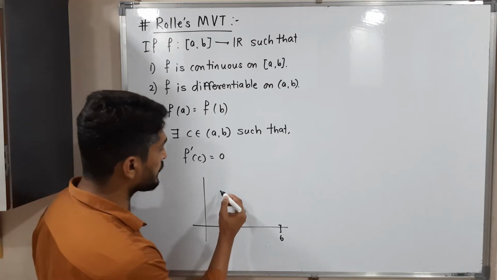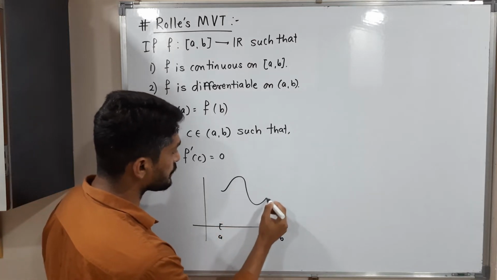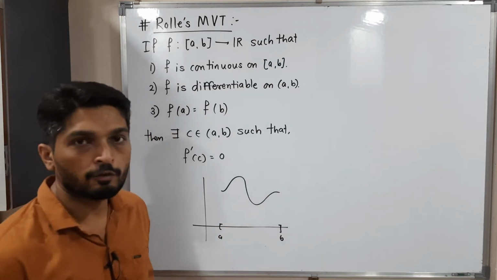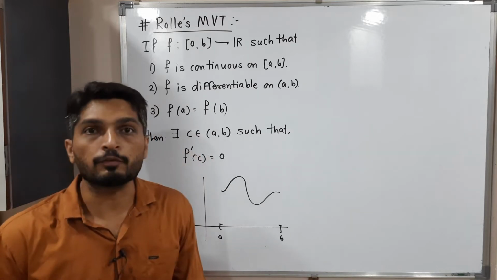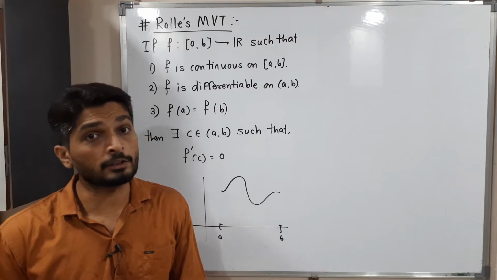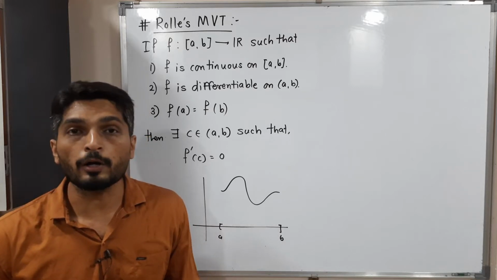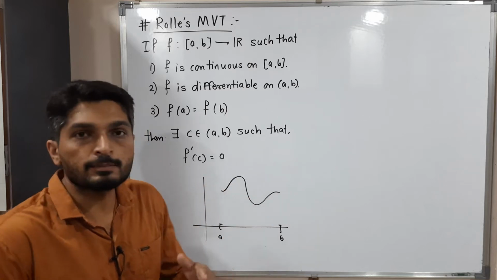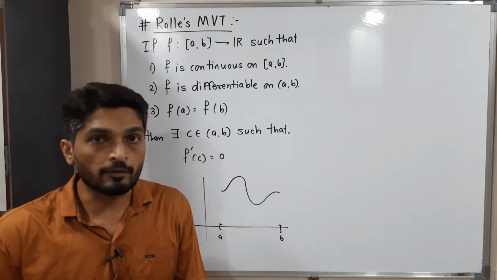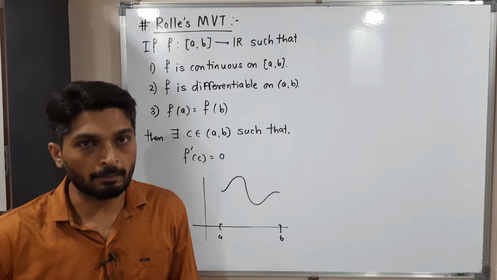Okay, so let me show it here. Suppose the graph of the function is like this, without any break. First condition is satisfied. Second, the function is differentiable on open interval (a, b). Differentiable means there should not be any corner point. Okay, it has no corner point. The graph is smooth, so that's why the function is differentiable on open interval (a, b).